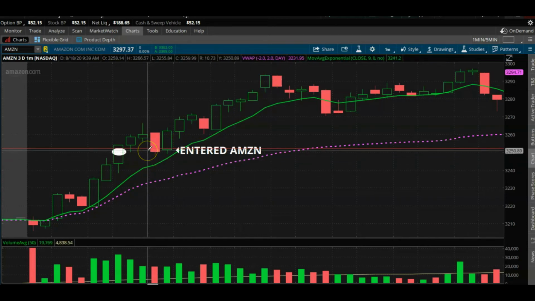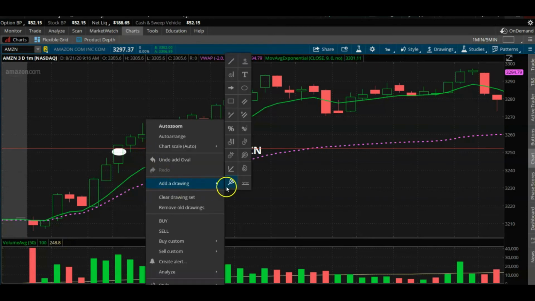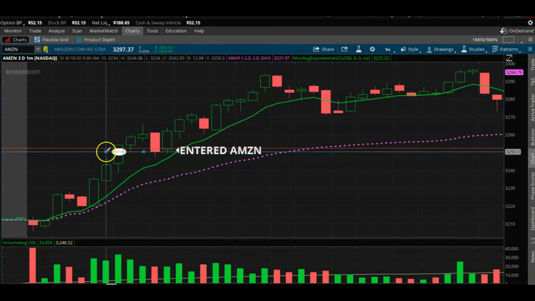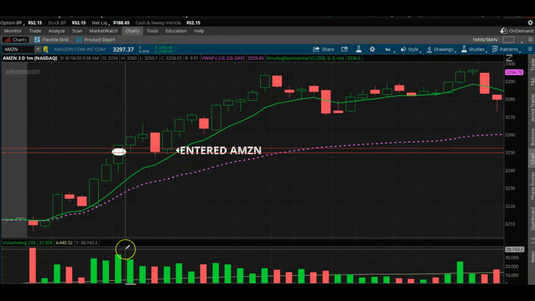The next thing to do after entering a trade is to set your stop. Usually you want to set your stop at the bottom of the candle just before the one at which you entered in. So I entered in at this green one and I set my stop right down here, the bottom of the red one. So let's enter that right down here. So that's where I entered my stop.